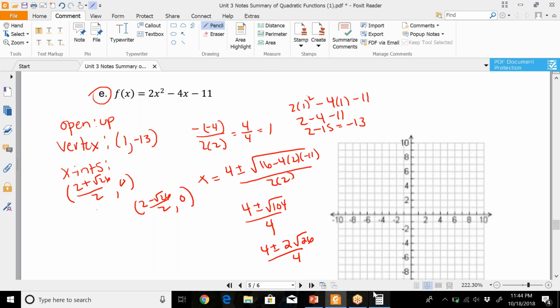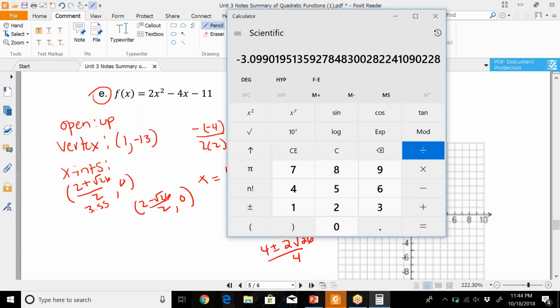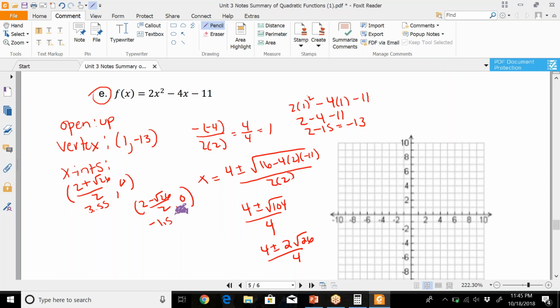Now that's how you would write the answers, but when you go to graph it, you're obviously going to want decimals, so I'm going to write those underneath. So square root of 26, add that to 2, divide it by 2. That's 3.55 for that first one. And then we want to do 2 minus the square root of 26, and then divide that by 2. That's negative 1.55. Give it just a second. My pen got stuck. There we go, negative 1.55.